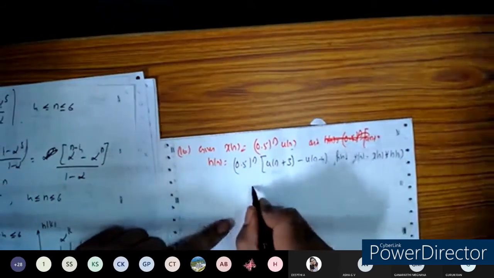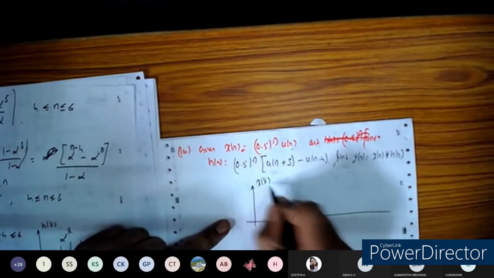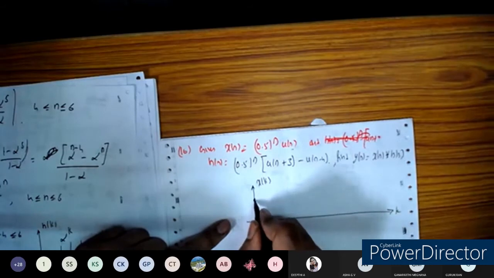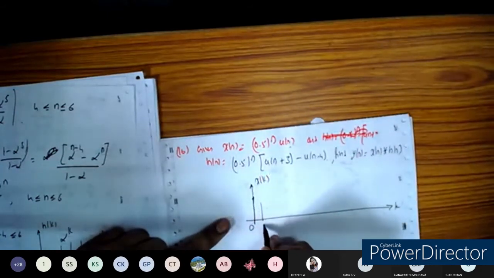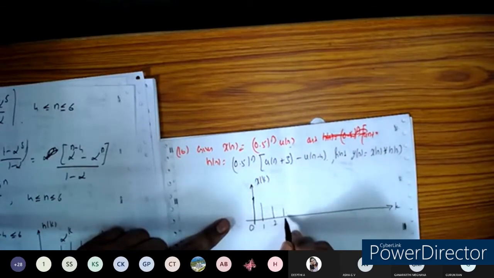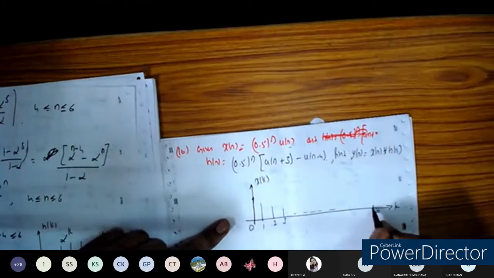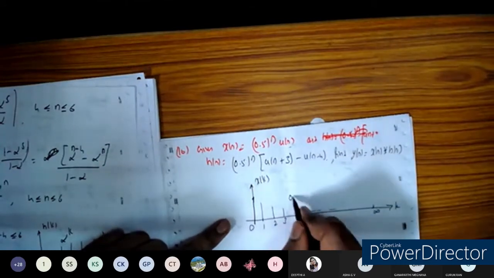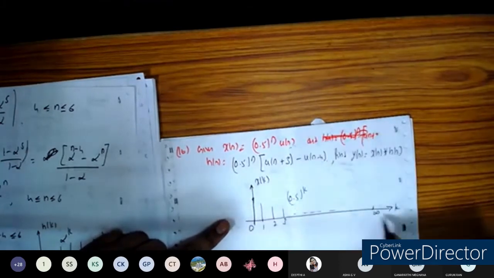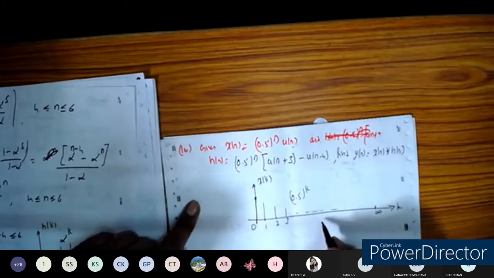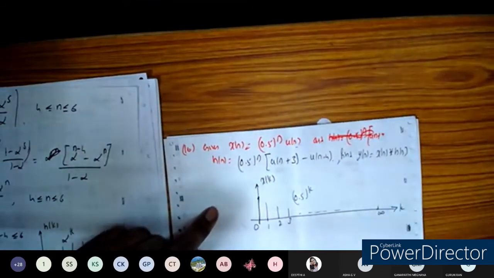So let me plot that one. So this is x of k. So this is k. At k is equal to 0, I want x of k, that's why I'm writing here k is equal to 0, k is equal to 1, it will be decaying, k is equal to 2, k is equal to 3, and so on up to k is equal to infinity, it will become almost equal to 0. So this is 0.5 to the power of k, because u of n is already included in the limit here. So this is x of k.